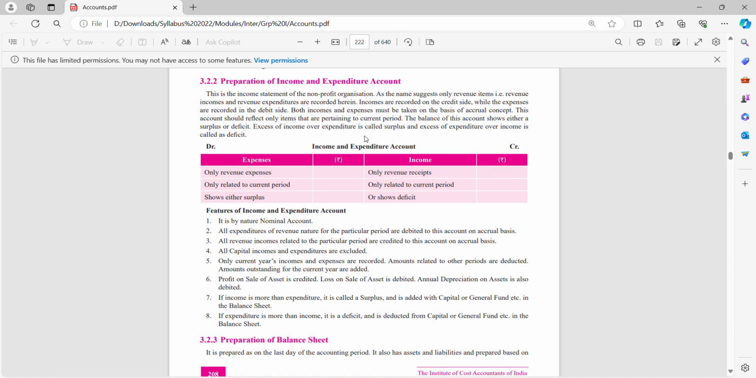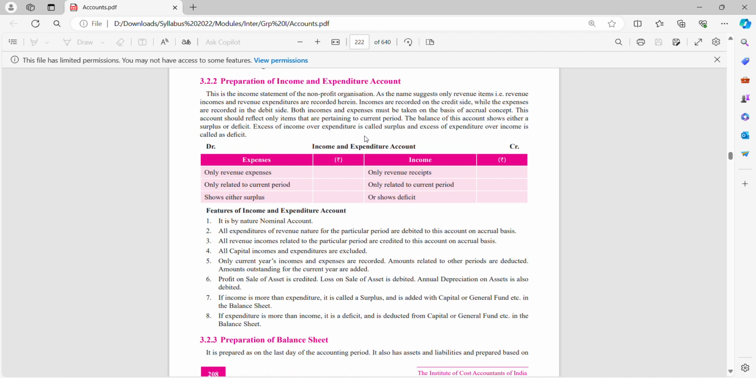Excess of income over expenditure is called a surplus. Very, very important objective. And excess of expenditure over income is called a deficit. They can ask you: income over expenditure is called what, and expenditure over income is called what? You should be able to answer.